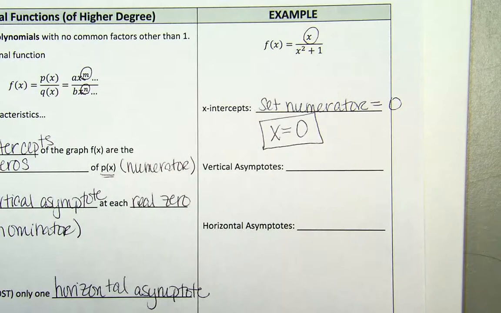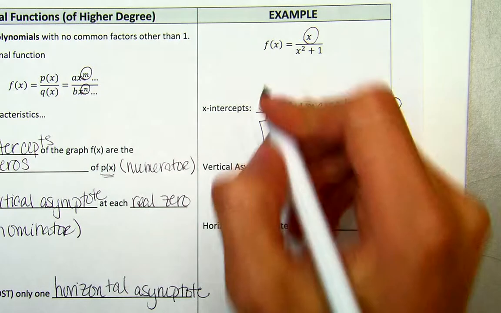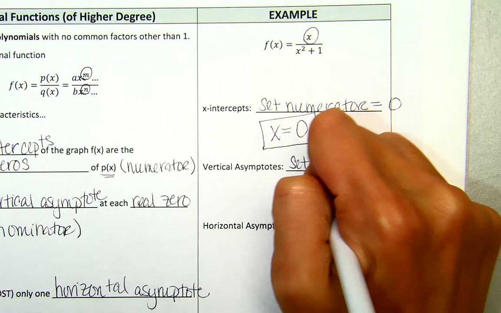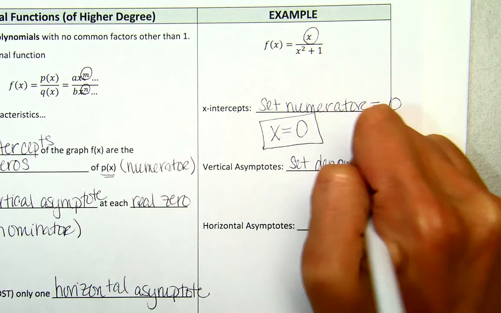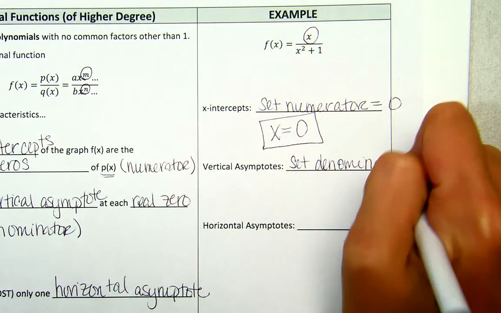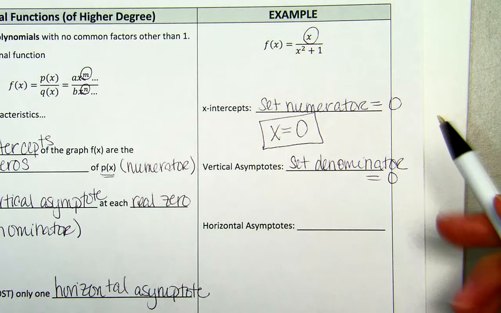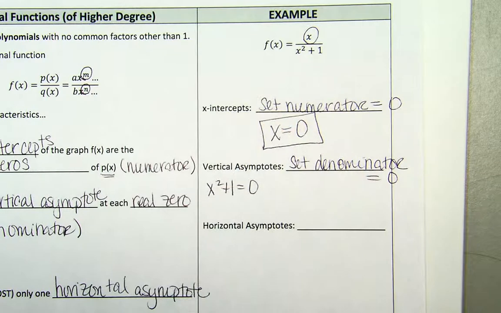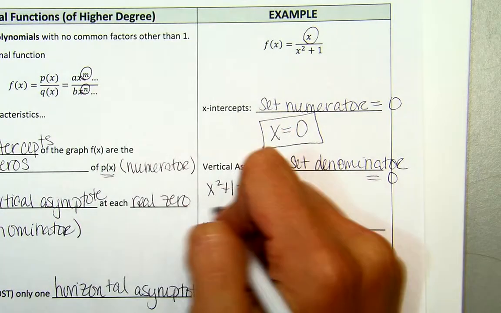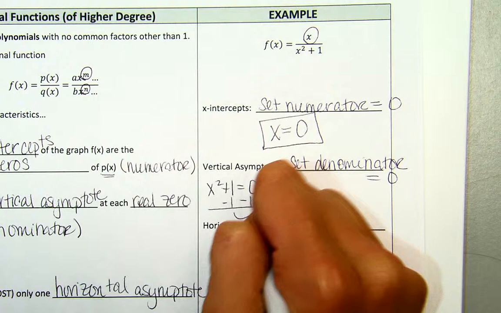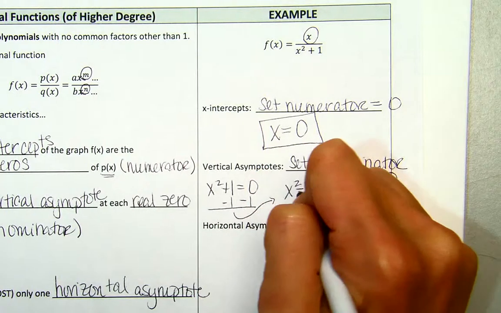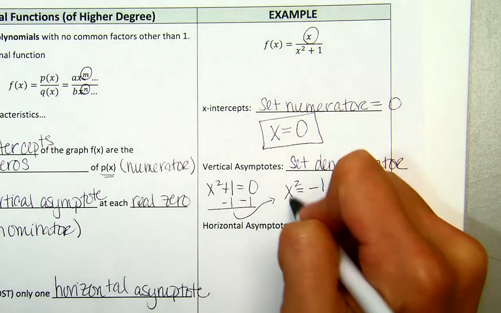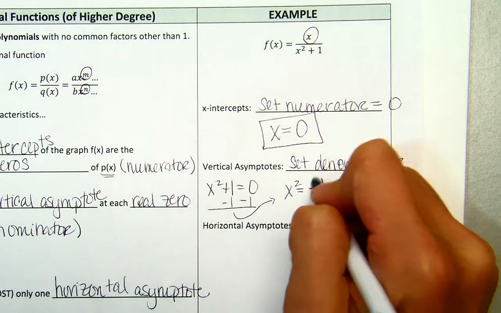So we know we have one x-intercept for this graph, and it's going to be x is equal to 0. Our vertical asymptote has us setting our denominator equal to 0. And if we do that, we get x squared plus 1 is equal to 0. If I subtract both sides by 1, I get x squared is equal to negative 1. And we know if we square root both sides, we're going to get an imaginary number here.